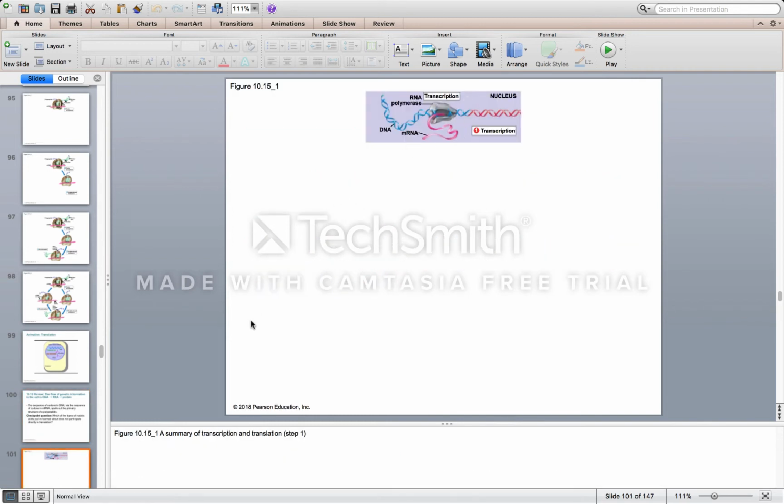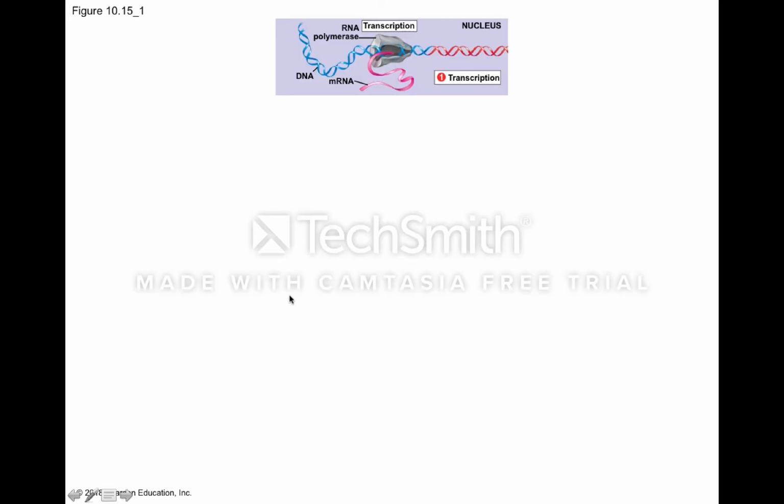So here we have everything together again. This is transcription plus translation. Let's blow this guy up just a bit to pull it out. Transcription occurs where we're going to take that DNA and create a single strand of messenger RNA with all the introns and exons.